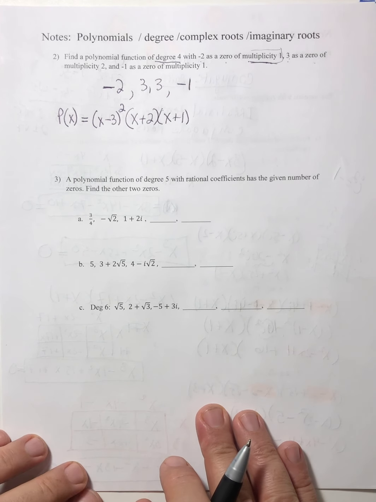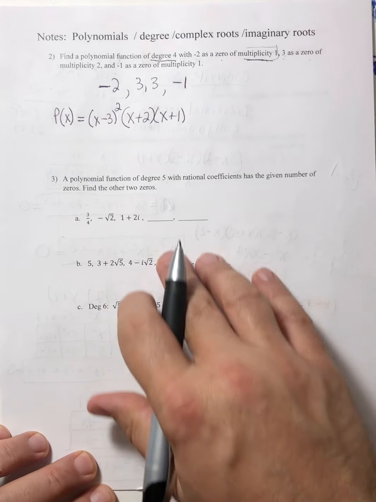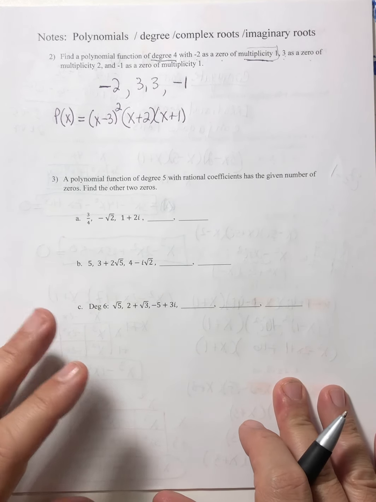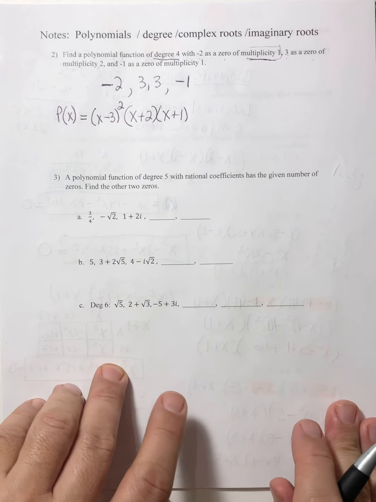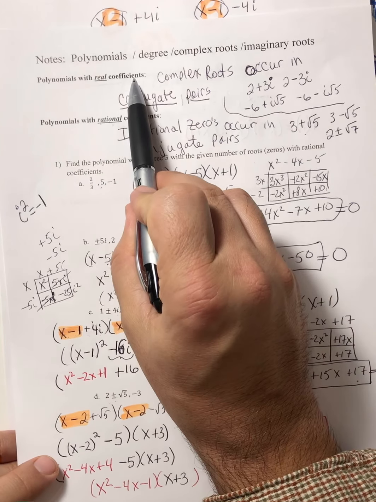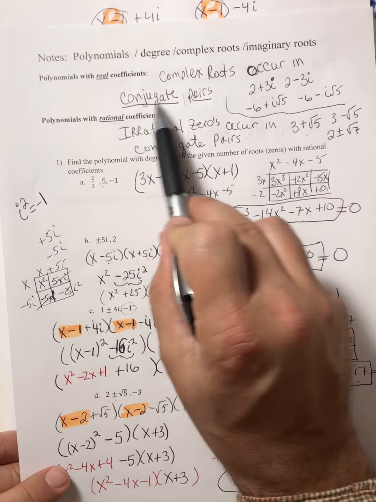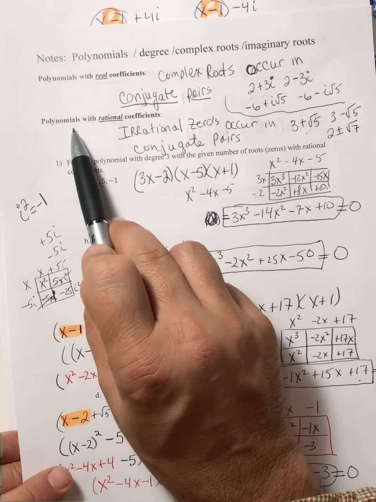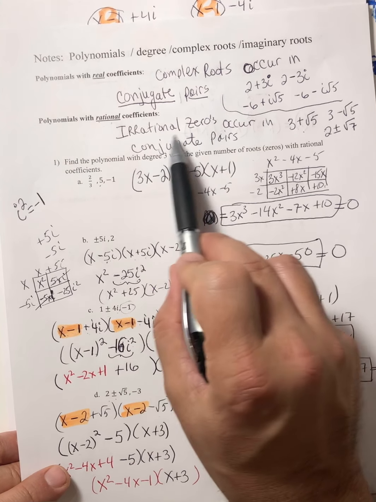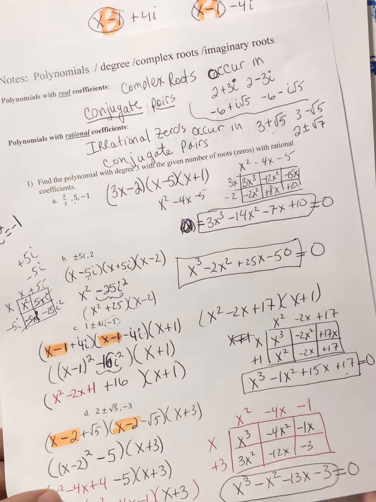All right, now the last one. The last one goes with those definitions that we had in front. Remember those definitions? A polynomial with real coefficients, complex roots occur in conjugate pairs. Polynomials with rational coefficients, irrational zeros occur in conjugate pairs. Okay?